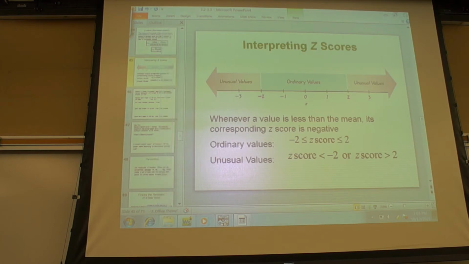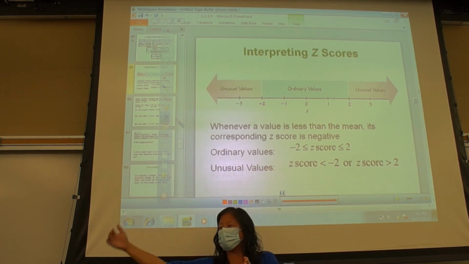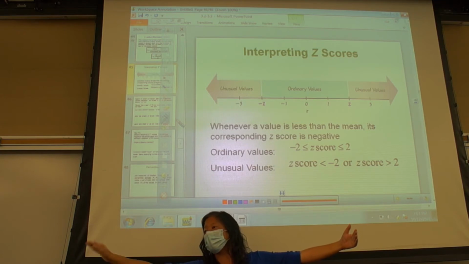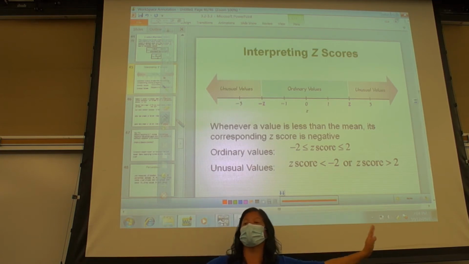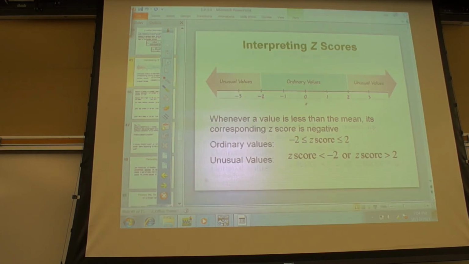All right, so a couple comments. Whenever a value is less than the mean, its corresponding z-score is negative. If it's above the mean, its z-score should be positive. Typical values are within 2 standard deviations. So a z-score from -2 up to +2 is ordinary or usual. A z-score less than -2 or larger than +2 would be unusual. If you look at the picture, the red ones are unusual, the green ones are ordinary.